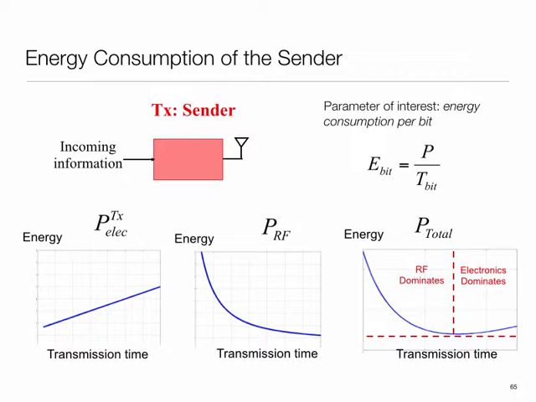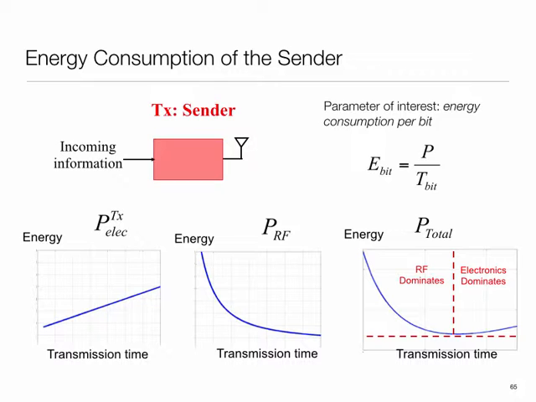So question for you, which regime distance-wise do you think I am in? If I'm on short range, where in this curve would I be? So I have a short range radio, a Bluetooth radio, things like that. What would be the dominating factor? Is it electronics or is it RF? Electronics, and therefore I'm going to be somewhere around here. Another way of saying this is that for short range radios, the minimum point of the curve is going to be way to the left because I'm almost always dominated by the electronics.